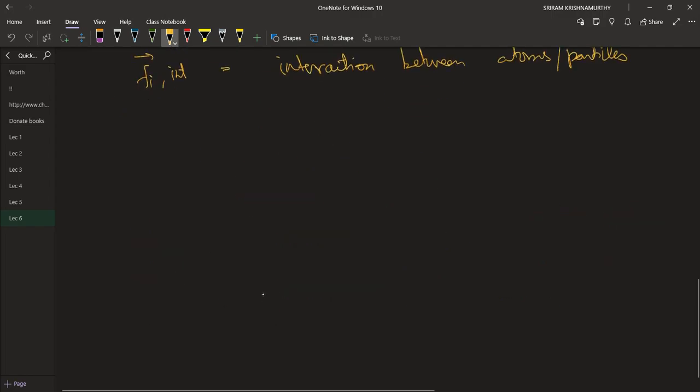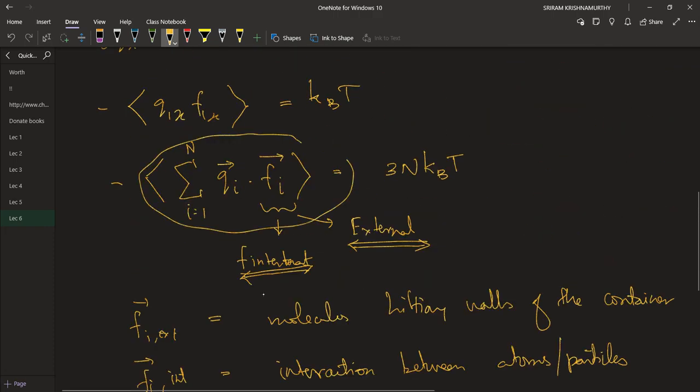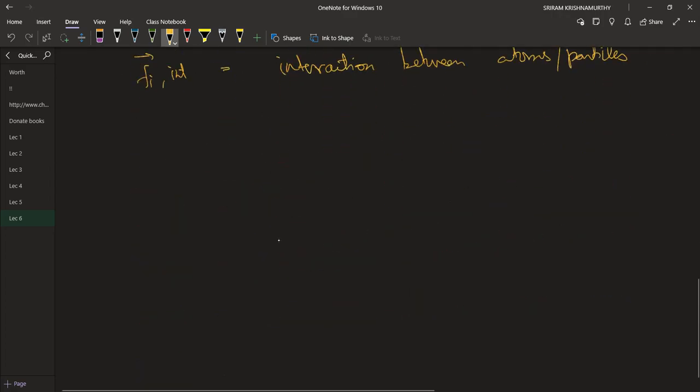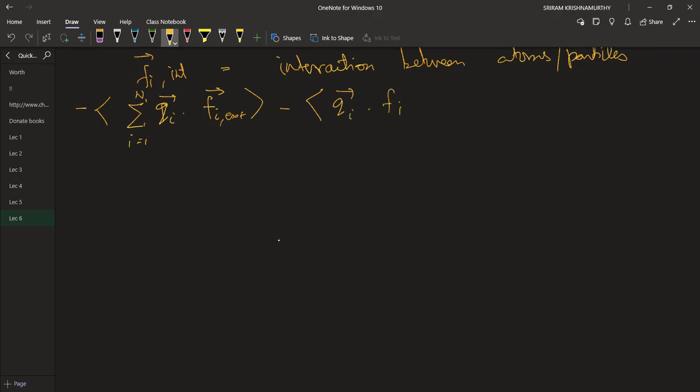Right? So this whole term, this F_i, can be written as F_i external plus F_i internal. This will be equal to 3N kBT.